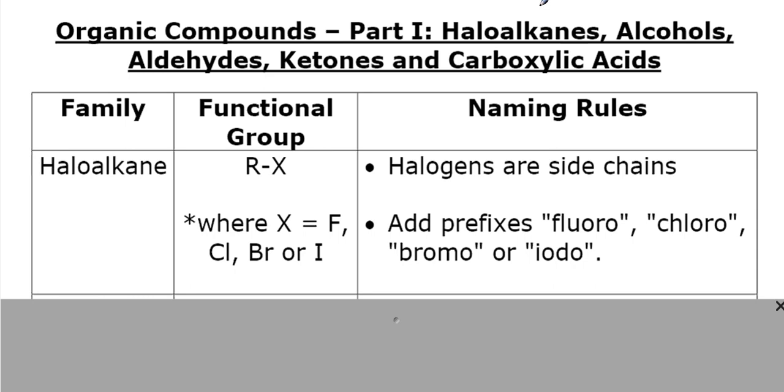Today we're going to start looking at some of the other organic compounds. The first few lessons we just focused in on hydrocarbons and different types of hydrocarbons, but now we're going to branch out and see what happens when we start adding other atoms to chains of carbons and hydrogens. So we're going to look at haloalkanes, alcohols, aldehydes, ketones, and carboxylic acids.